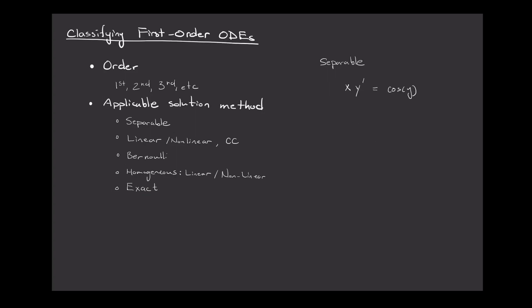The first is a case of a separable differential equation. We can rewrite it changing prime to Leibniz notation, which is not strictly necessary, but I think it helps identify it a little more easily. And then writing this as 1 over x times cosine of y. That's the format for it to be separable. Next, let's look at a linear differential equation.